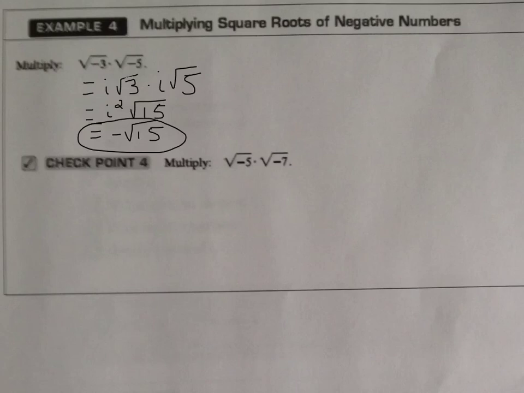Pause here. Try your checkpoint 4. When you come back, I'll give you the answer. The answer for checkpoint 4 is negative square root of 35.